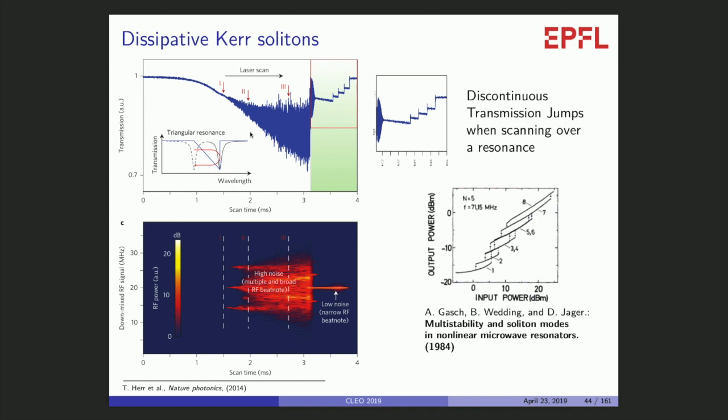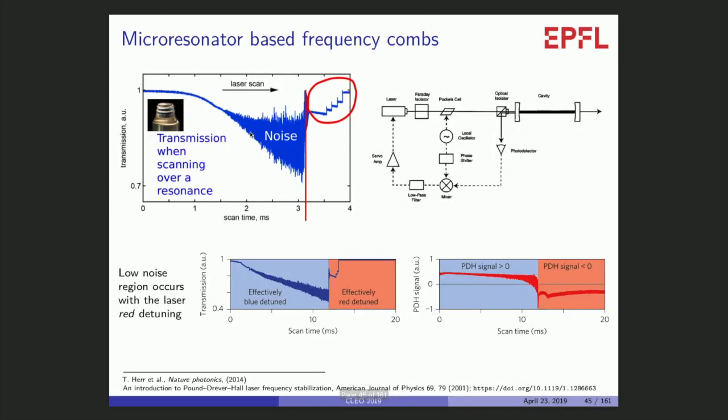There's no linear relationship between input and output, but rather these discontinuities. And these discontinuities are also seen here. So what are these discontinuities? Discontinuities are associated with the formation of solitons. So the cavity itself actually starts to self-organize. All these frequency components that you've seen start to collapse into well-defined waveforms. And these solitons appear uniquely on this red detuned side. So if you remember this Kerr-tilted resonance, in this bistable region, you're red detuned.